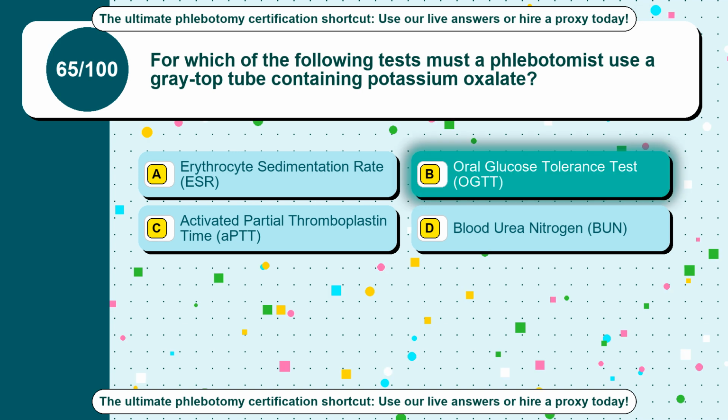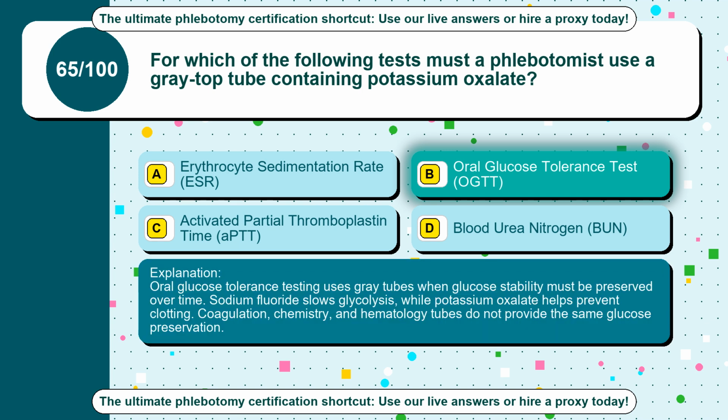The correct answer is option B. Oral glucose tolerance test, OGTT. Oral glucose tolerance testing uses gray tubes when glucose stability must be preserved over time. Sodium fluoride slows glycolysis, while potassium oxalate helps prevent clotting. Coagulation, chemistry, and hematology tubes do not provide the same glucose preservation.